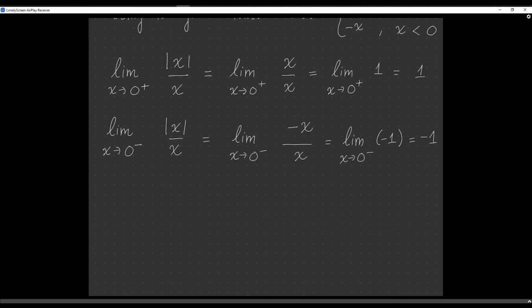So we see that the right hand limit is equal to positive 1 and the left hand limit is equal to negative 1. Therefore, the two one-sided limits are not equal to each other. Thus, we conclude that the limit as x goes to 0 of the absolute value of x divided by x does not exist.